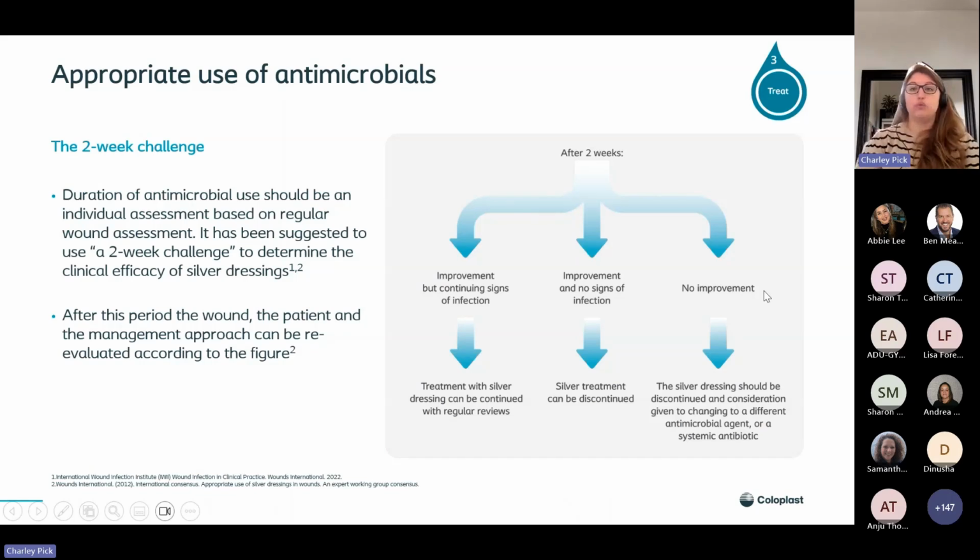Now, of course, we have the 2-week rule with antimicrobials, or the 2-week challenge, if you like. So this is to help with appropriate use of antimicrobials. You have seen that your wound has a local infection or a spreading and systemic infection. Therefore, with your local infection, you need to use your antimicrobial dressing.